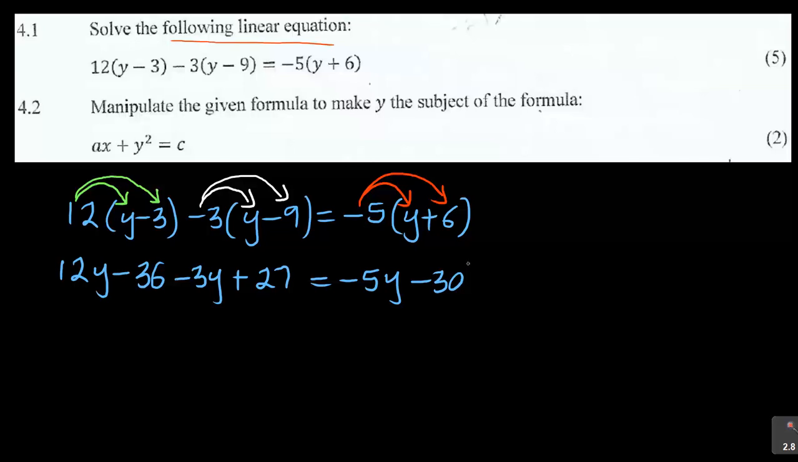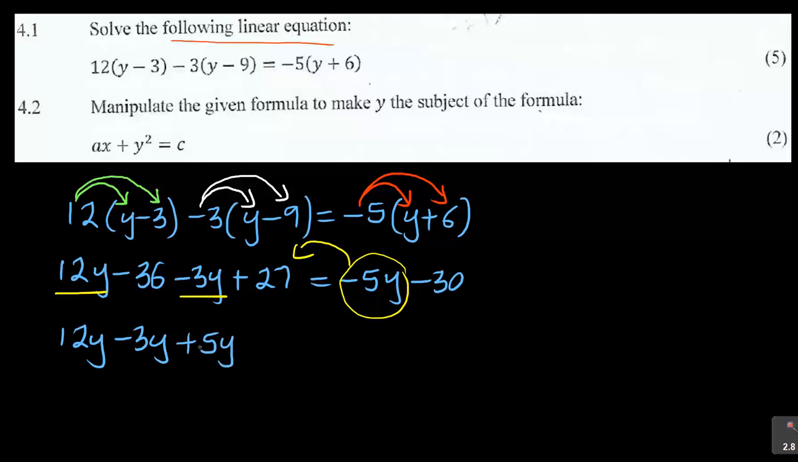The next skill is collect like terms. The way you collect like terms, you don't need to do it step by step. You can do it once. For example, you have 12y and you have minus 3y, so I'll write 12y here and minus 3y, but there is y on the other side. This one is negative, it must come and join to become positive, so it will be plus 5y. So you see, I've covered everything to do with y.